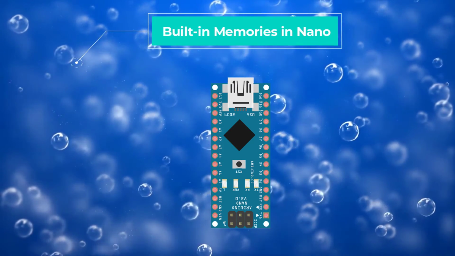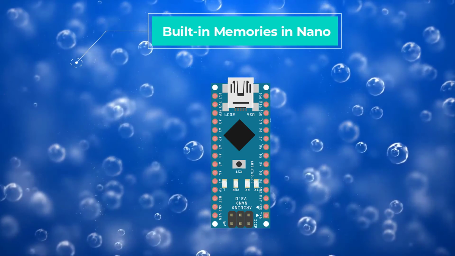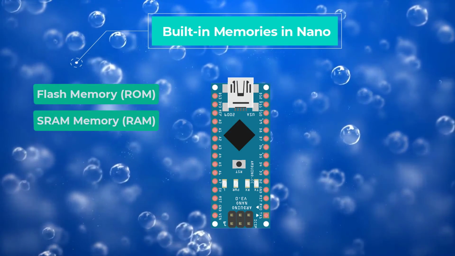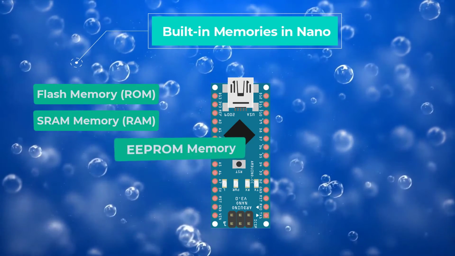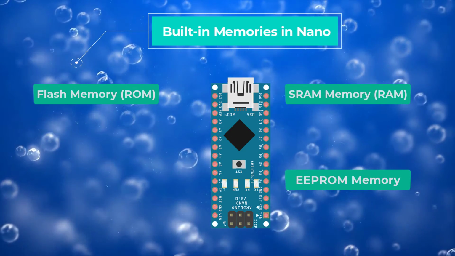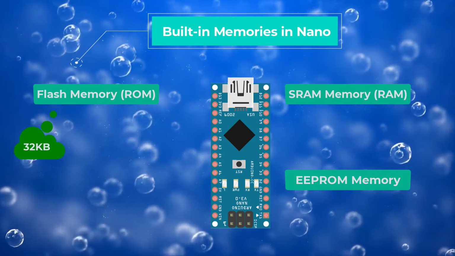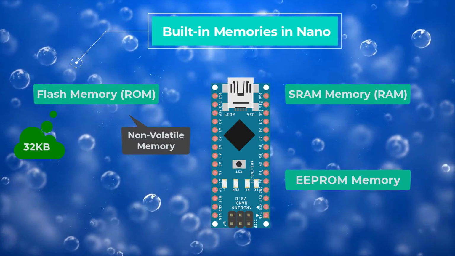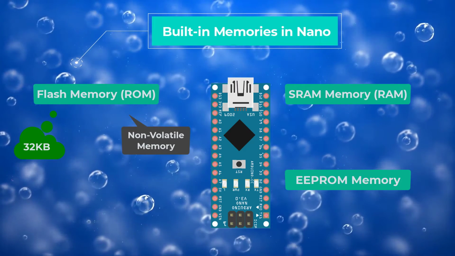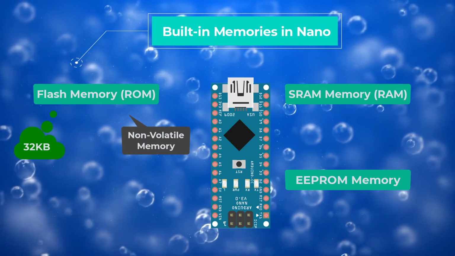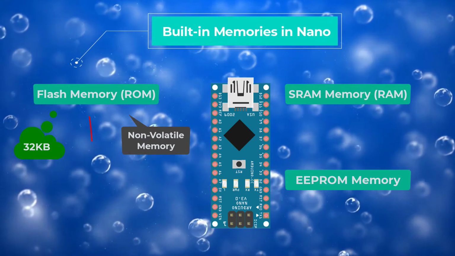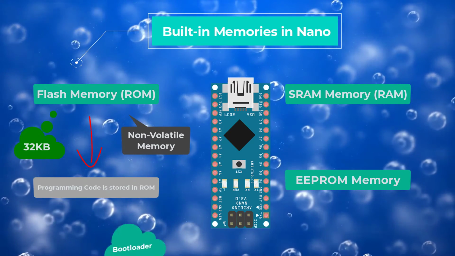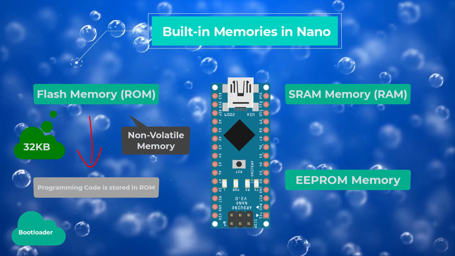Arduino Nano comes with 3 types of built-in memories, named flash memory, also called ROM, SRAM memory, also called RAM, and EEPROM memory. Arduino Nano has a flash memory of 32 kilobytes. It's a non-volatile memory, meaning the data in ROM memory will remain intact, even if we remove the power supply of the Nano board. As it's a non-volatile memory, that's why it's used for storing the programming code or any permanent settings. Bootloader is a software code which is pre-installed in every Arduino board.